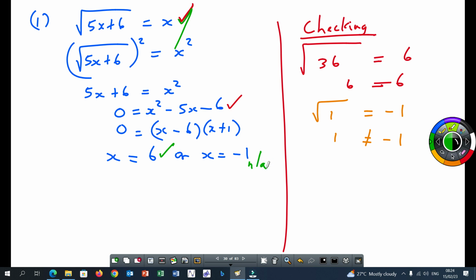X equal to minus 1 is not a solution because it's causing us to have a positive number inside the square root sign and a negative number on the right-hand side, because x is negative 1. So what this means is we only have one solution, and that solution is going to be x equal to 6. That x equal to 6 there is our solution. X equal to minus 1 is not a solution.